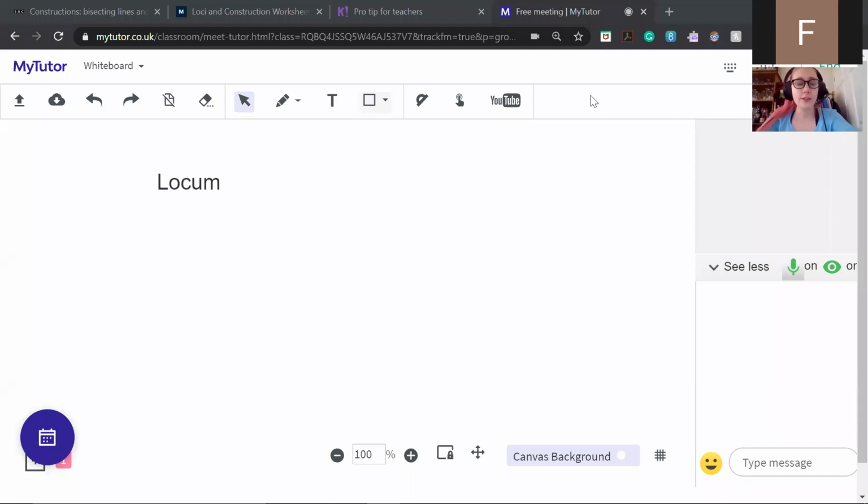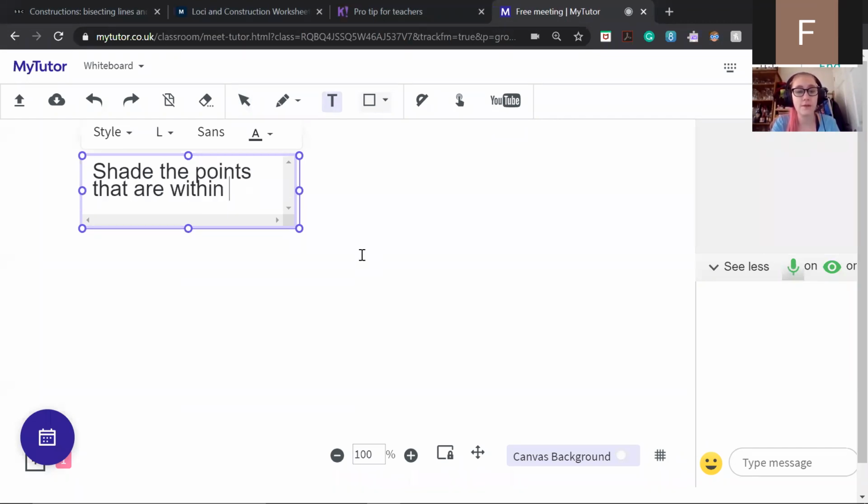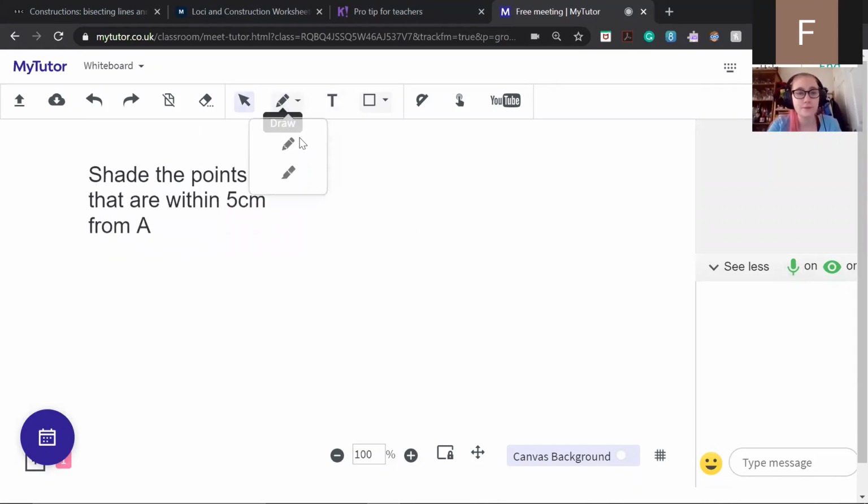Okay, so there are 4 different types of key loci that we're going to look at. I'm going to go through them one by one, then we're going to look at some combined questions, and then we'll do the Kahoot. The first one is: shade the points that are within 5 centimeters, rather than 5 meters so that you can draw it, from point A. Let's call this point A, and we want to draw everything within 5 centimeters from it.